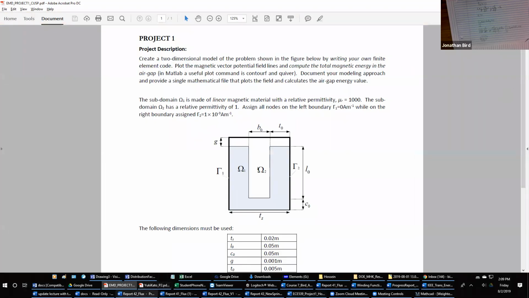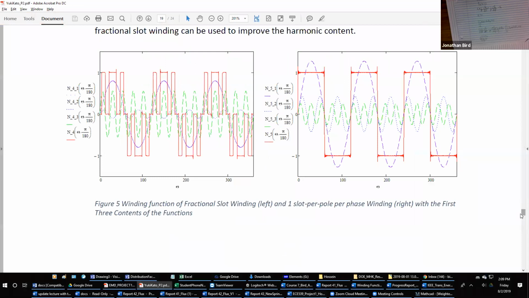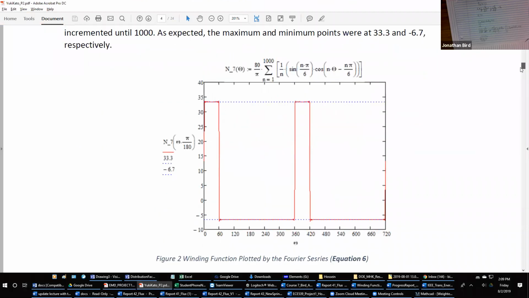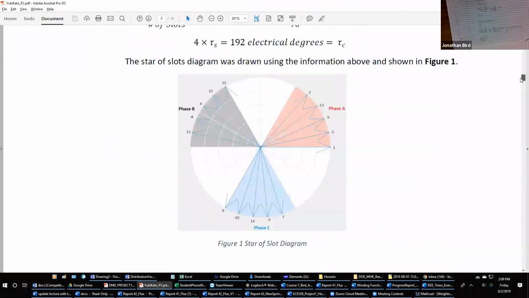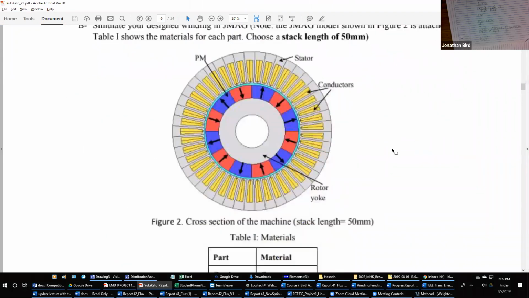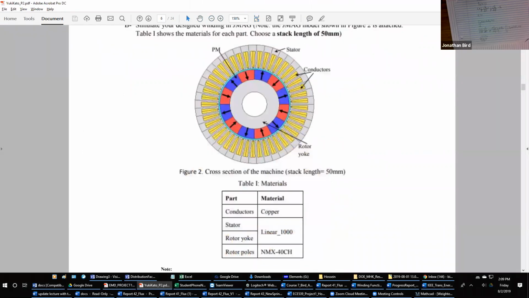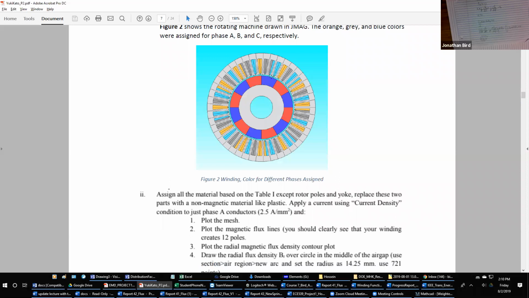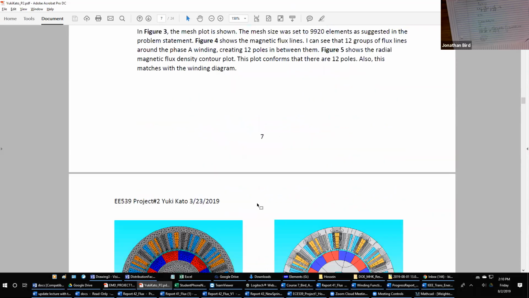Another example of problems that are solved is this, for example, here. This is using the winding function analysis, and this is given on the CUSP website. This is a finite element analysis model where you've got the conductors and the magnets, and you have to solve for the air gap and look at the harmonics.